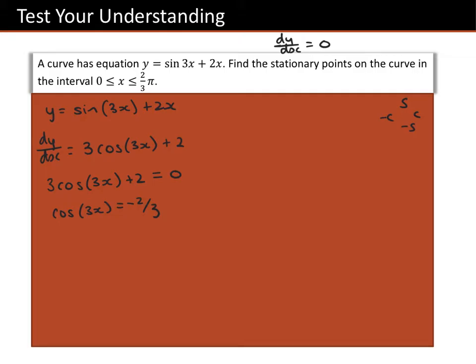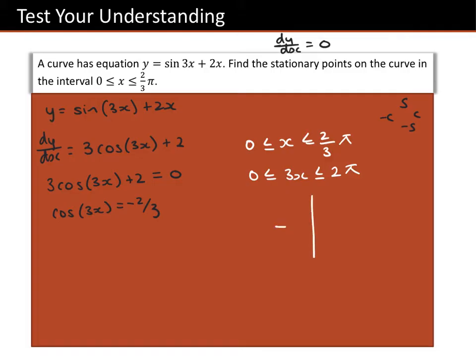Now, I have cos of 3x. Our interval says x, so I need to change my interval. So 0 is less than or equal to x is less than or equal to 2 over 3 pi. So that means 0 is less than or equal to 3x is less than or equal to 2 over 3 times 3, which is 2 pi. Okay, so that actually becomes our normal interval now, what we would normally do.